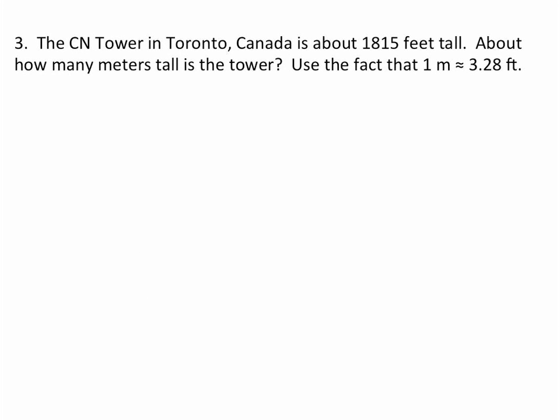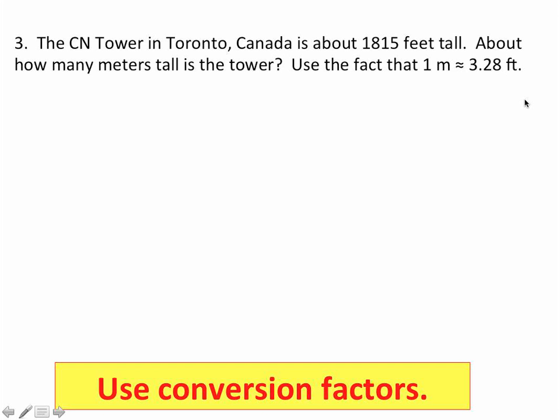The CN Tower in Toronto, Canada is about 1,815 feet tall. About how many meters is the tower? And they give me a conversion factor of 1 meter is about 3.28 feet. So if I use my conversion factors, 1815 feet times 1 meter over 3.28 feet.